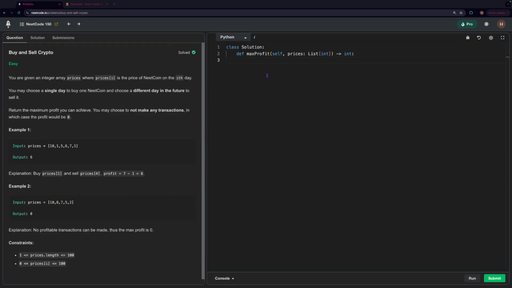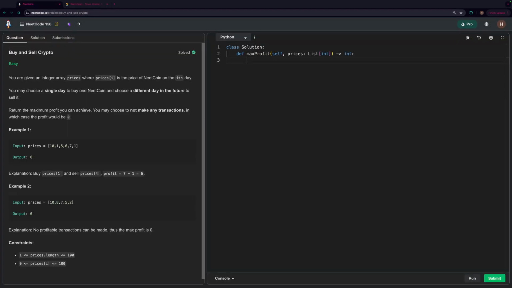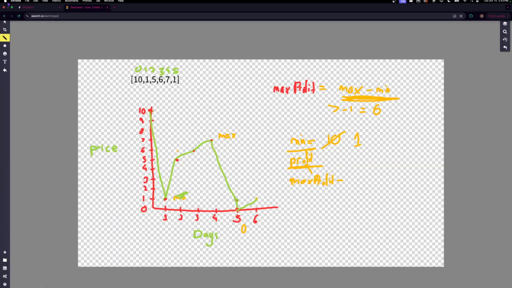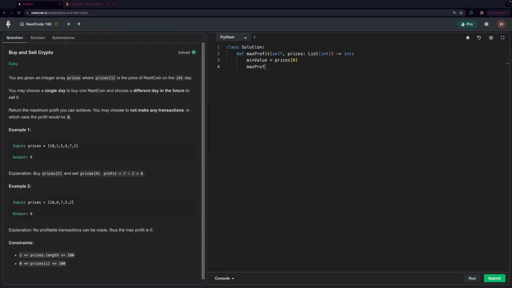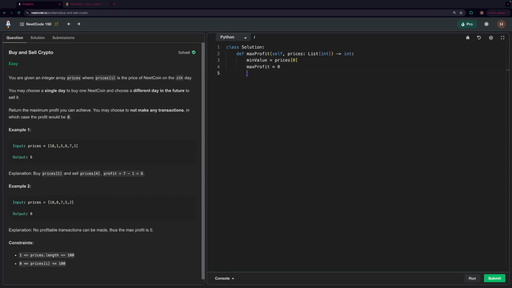So let's try to get this into code. We said we need a minimum, and we can initialize it, let's call this min value, to be the first item in prices. What else do we need? We need a max profit, and I think we can just initialize this to be 0, because in this case, there's just no profit. We can output it. Then let's see, what else do we need? We need just a profit, but we can calculate that as we go.